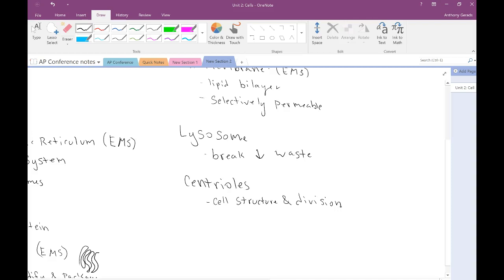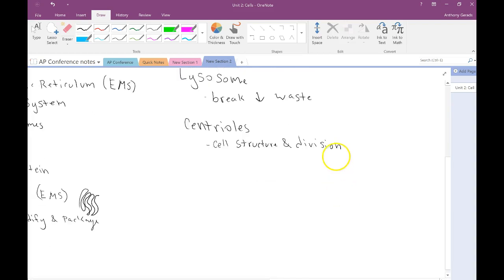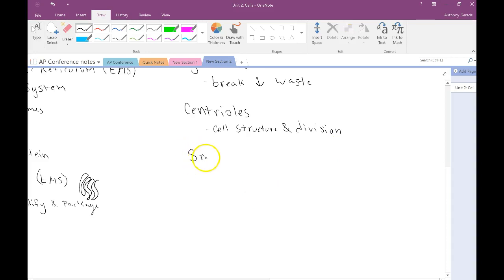Then we're going to go to, I'm saving my last two favorites, Smooth ER. Okay. There's two big things this does. It produces something. Do you remember what it makes? It produces lipids. It makes lipids, which are fats.